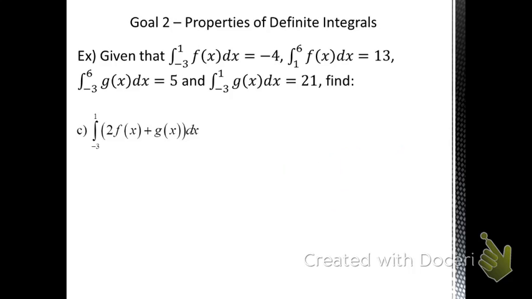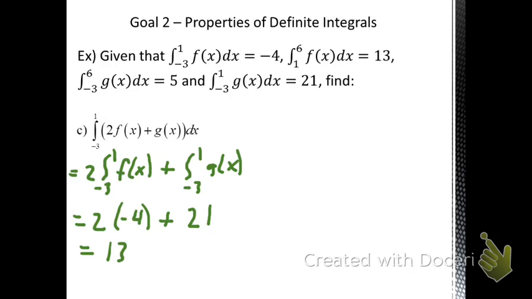Pause here, see if you can find this value, please. Okay, so I used two properties here. We had a sum of two functions that we were integrating, so I broke it up into two different integrals using the same limits of integration as the original integral had. And I also pulled out the constant in front of that function f of x, put it in front of the integral. So 2 times the integral of f of x over the interval from -3 to 1 plus the integral of g of x on the same interval. There you go, 13. Coincidence is that's the same as part B.